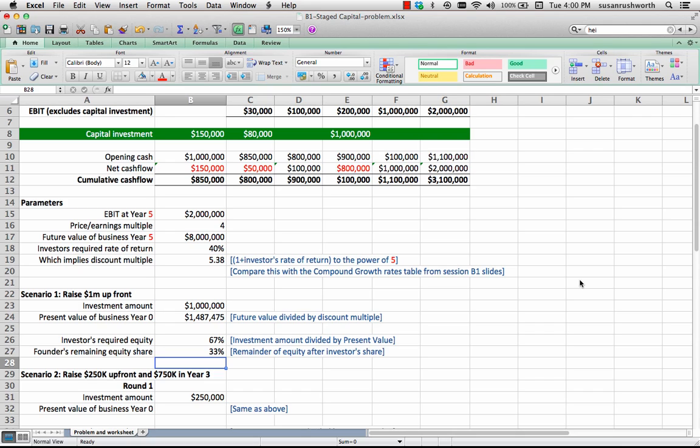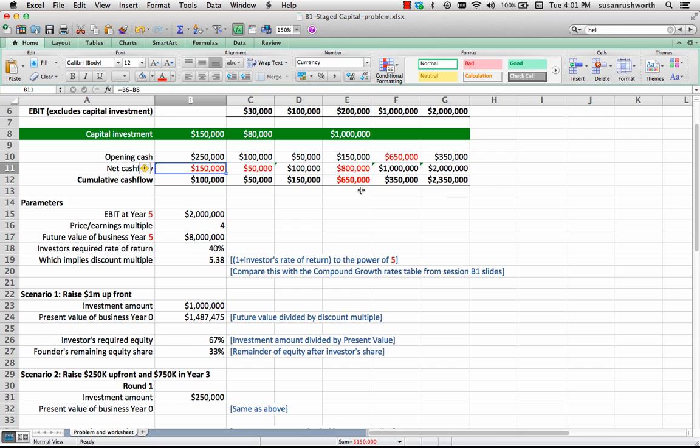Now 67% is quite a lot of equity to give up, so you might want to look at other options. Supposing we don't raise the whole $1 million up front, but only as much as we need to get us through to year 3, where we need to make some big investment. As you can see, $250,000 is enough to avoid negative cumulative cash flow, negative cash balance for the first 3 years, and give you a $50,000 safety net. And that would leave you needing another cash injection of at least $650,000 in year 3.